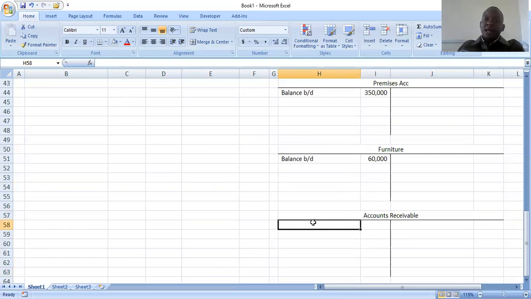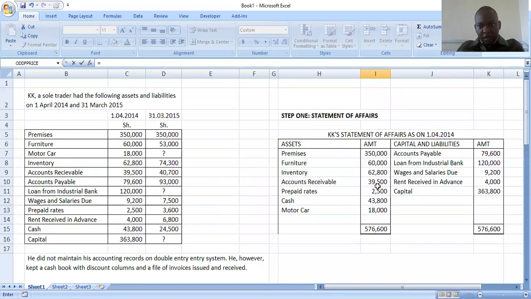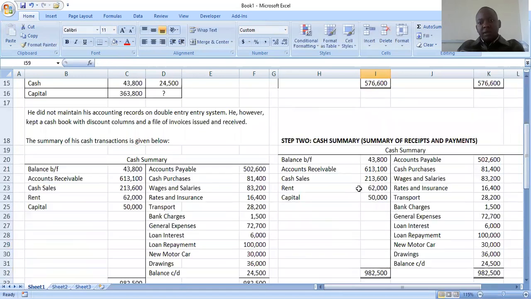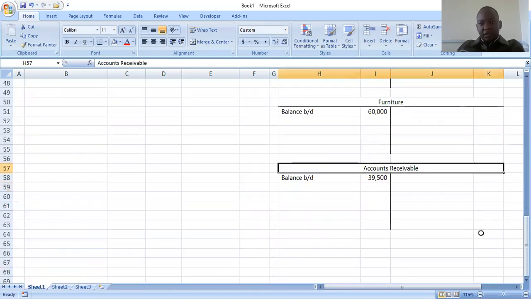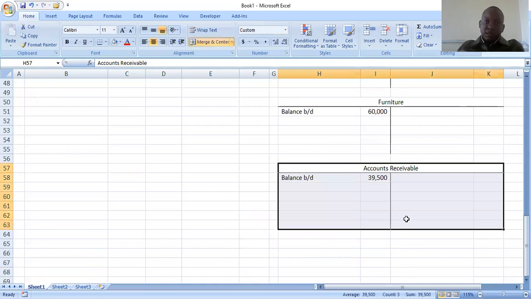So accounts receivable is an asset, and being an asset, it has a debit balance. So on the debit side, balance brought down for accounts receivable. And the amount of accounts receivable, from the statement of affairs, is 39,500. So 39,500 for accounts receivable. Accounts receivable is the same as debtors.